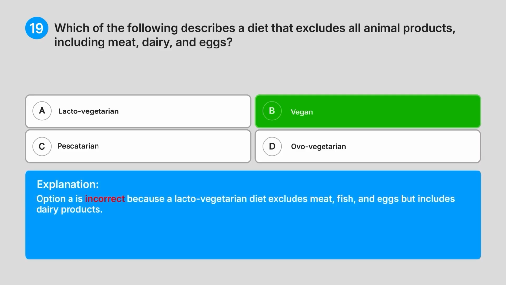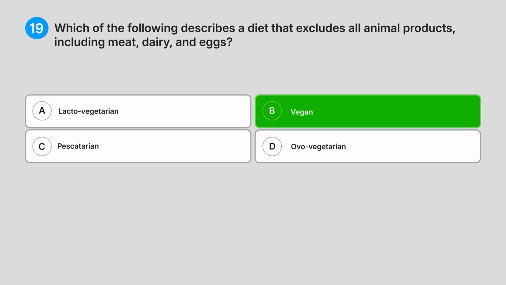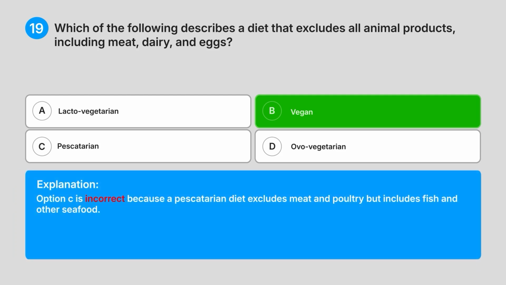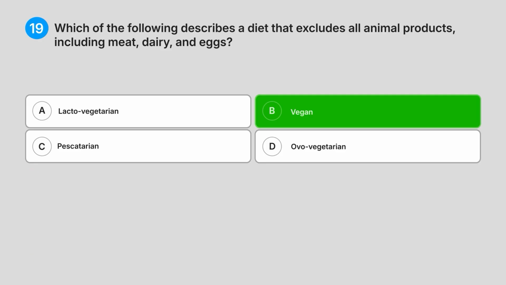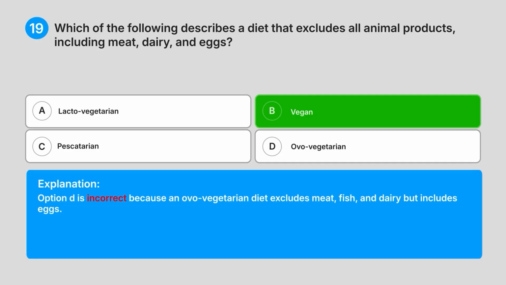Option A is incorrect because a lacto-vegetarian diet excludes meat, fish, and eggs, but includes dairy products. Option C is incorrect because a pescatarian diet excludes meat and poultry, but includes fish and other seafood. Option D is incorrect because an ovo-vegetarian diet excludes meat, fish, and dairy, but includes eggs.